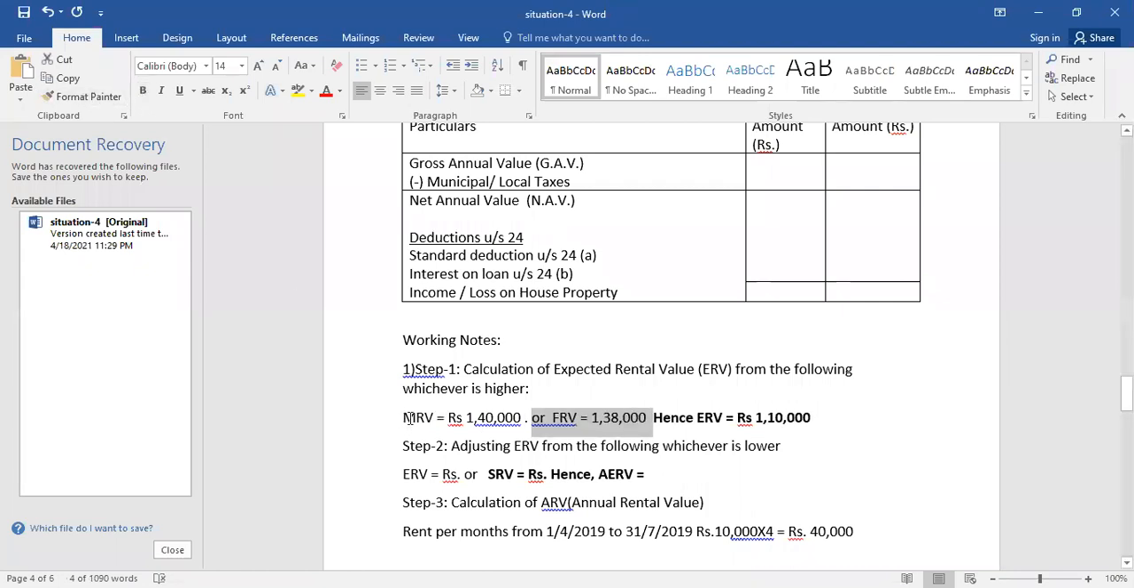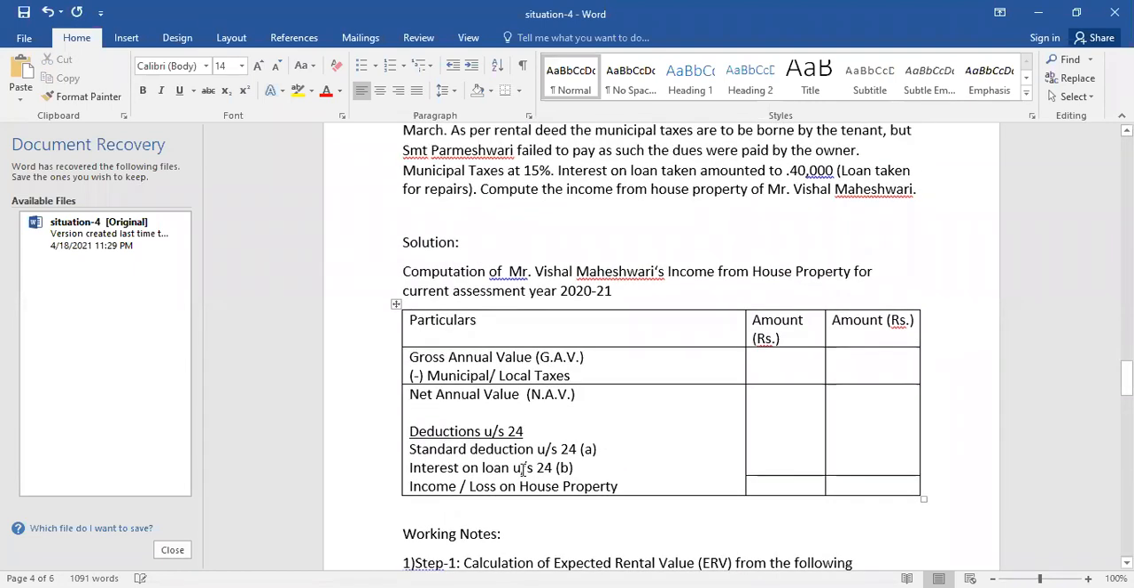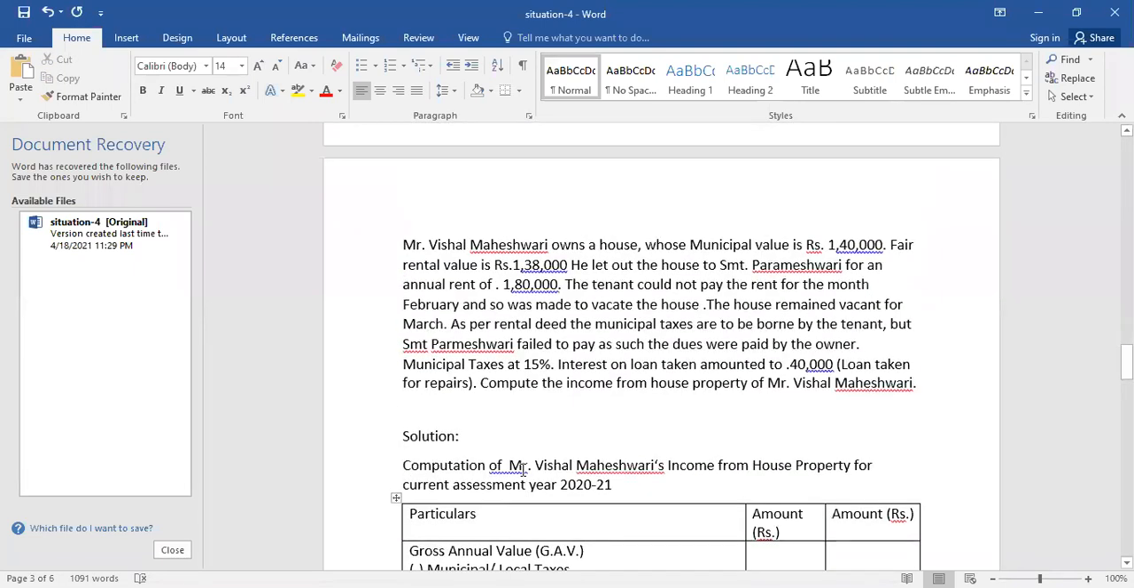Okay, so as MRV is more, let us highlight MRV, whichever is higher. So ERV is equal to 1,40,000. Second one, adjusting ERV. So first one we are going to take ERV, which already calculated, is 1,40,000. And SRV, standard rental value.